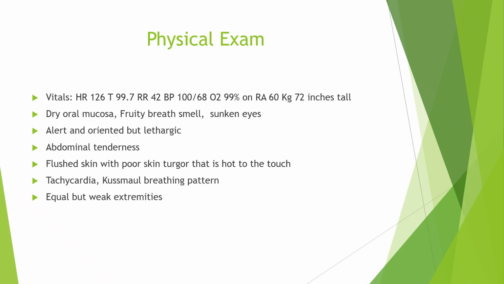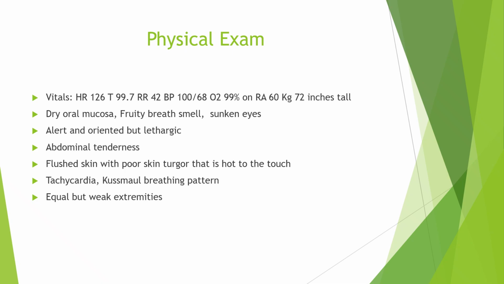Moving into the objective physical exam, vitals: heart rate is 126, temperature is 99.7, respirations are elevated at 42, BP is on the soft side at 100/68, SpO2 is 99% on room air, and the patient's weight is 60 kilograms and he is 72 inches tall. Observing the mouth, he has a dry oral mucosa, fruity breath smell, sunken eyes. He is alert and oriented but lethargic. He has abdominal tenderness that is generalized. Flushed skin with poor skin turgor that is hot to the touch. Once again, the tachycardia and Kussmaul breathing pattern.